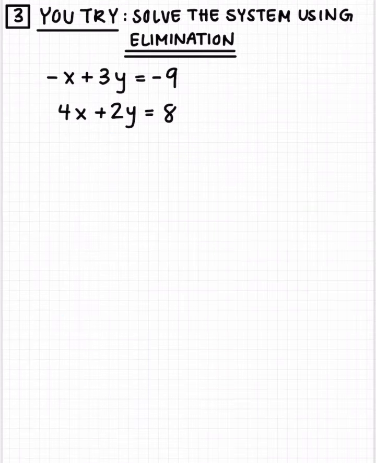Now, box 3 will be a U-try. We have our system of equations, and I want you to try to solve the system using the elimination method just like we did in box 2. So hopefully you were able to get the solution. If not, here's how we do it.